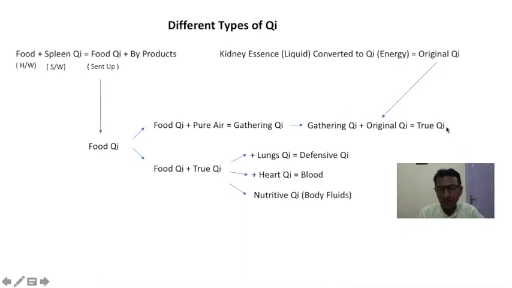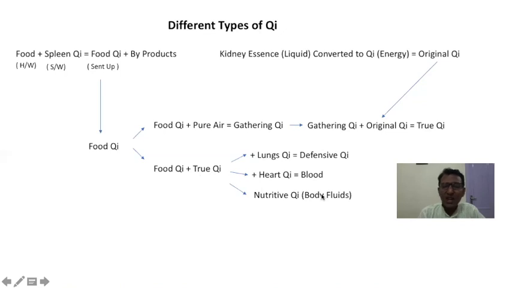The next step is that this true key gets added to the food key once again, and then different levels of software get added. Along with that, if the lungs key gets added, it becomes defensive key. If the heart key gets added, it becomes blood. Without anything added extra, this becomes nutritive key, which we call body fluids.